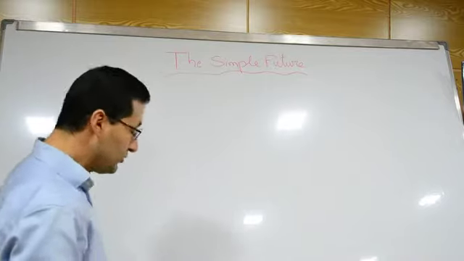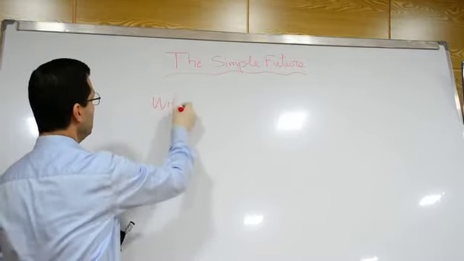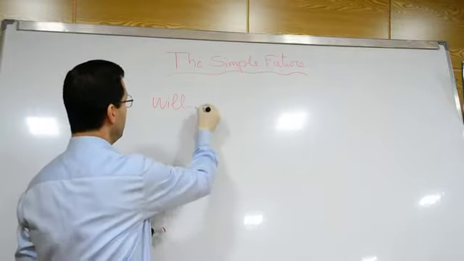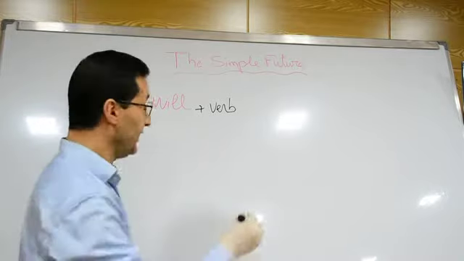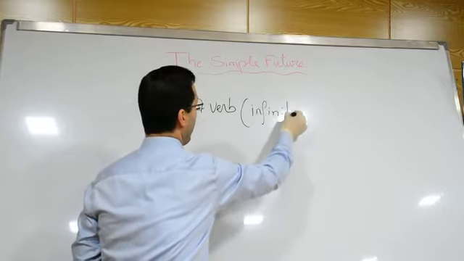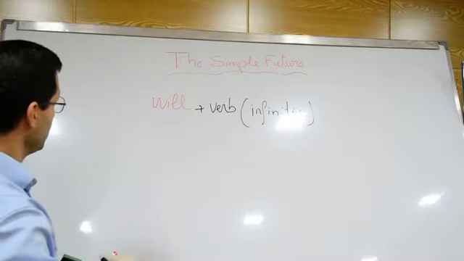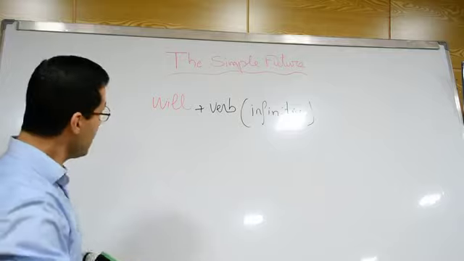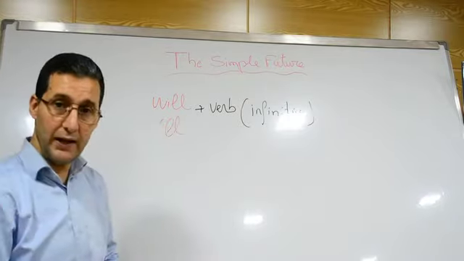Now, when you want to use the simple future, you use this modal, which is will. Okay? And after will, there is a verb. Will plus verb. And the verb must be in the infinitive form. Okay? So, before will, of course, there is a subject. Sometimes you can use will, but sometimes you can use this contraction, apostrophe double L.